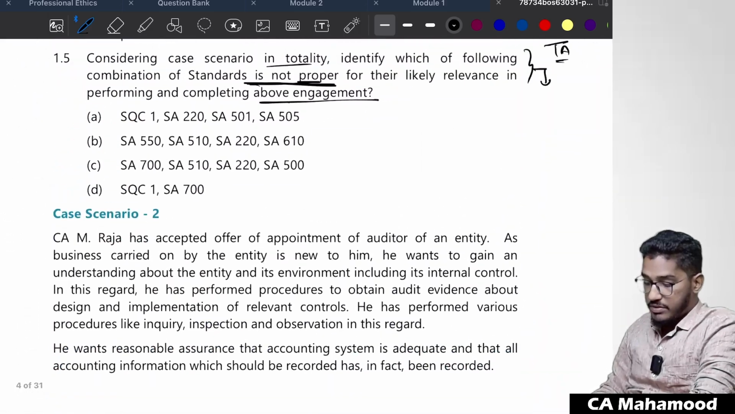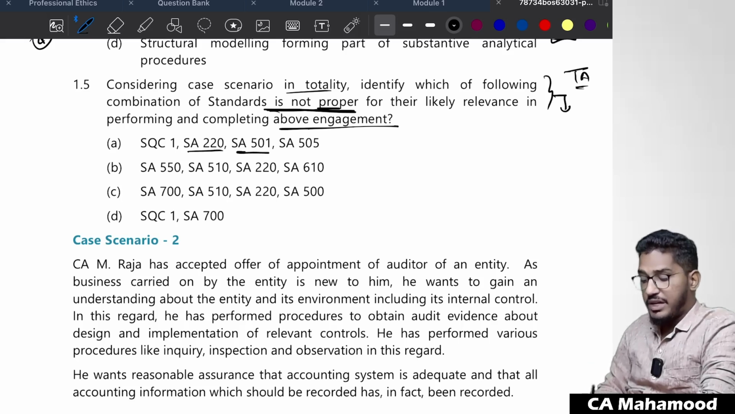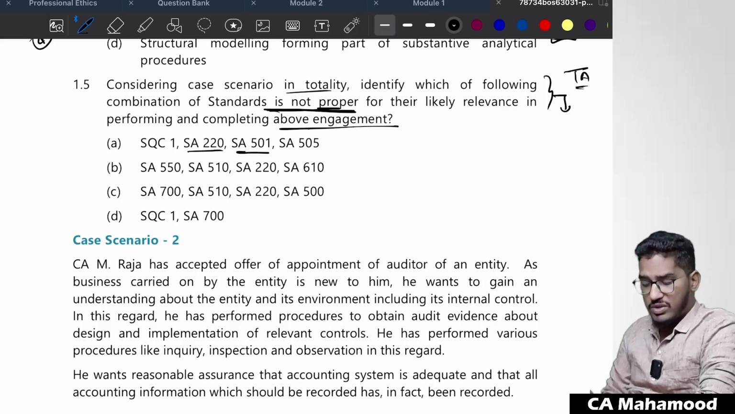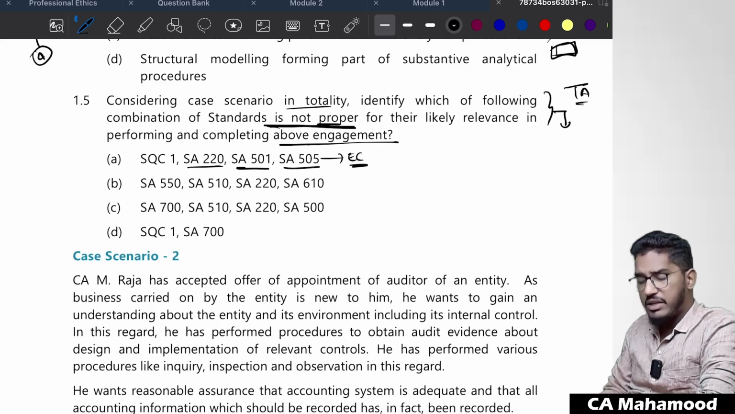If we start looking at the options, SQC 1, will it be applicable? Yes, SQC 1 will be applicable for all kinds of engagements to maintain quality control. SA 220 talks about how to maintain quality control in the case of audit engagements. Yes, that is also applicable. SA 501 covers obtaining audit evidence regarding inventory, litigation and claims, and segment reporting. So SA 501 is also applicable. SA 505, external confirmation. Yes, they have trade receivables and all, for which we can get external confirmation also. So in this option, all the standards are relevant.